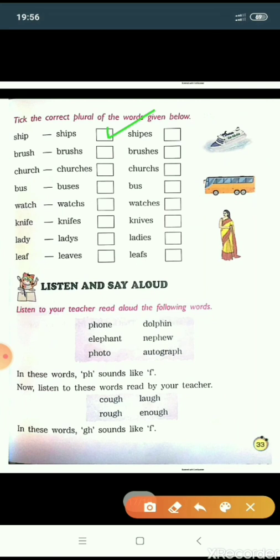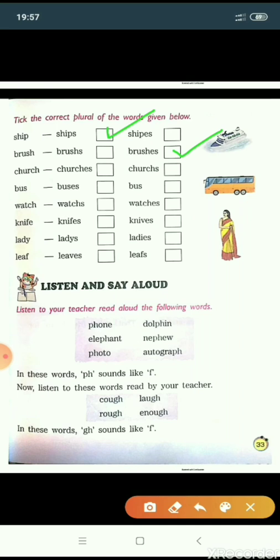Then the next word is brush. Now the last letters of this word are SH. So as per the rule, if the word ends with SH, we have to add ES. So the correct answer is brushes.